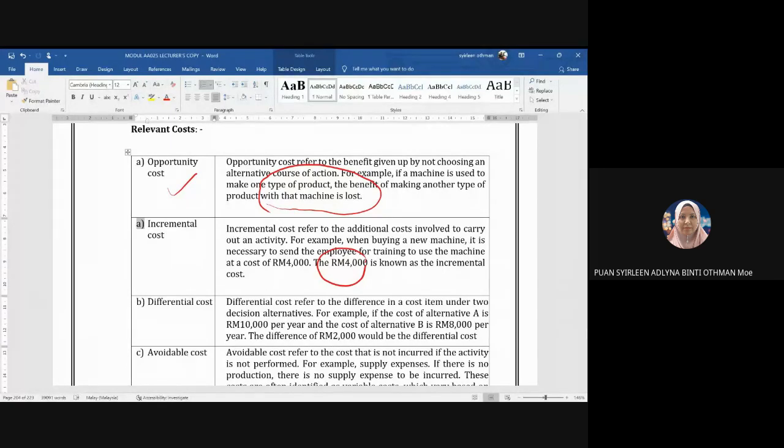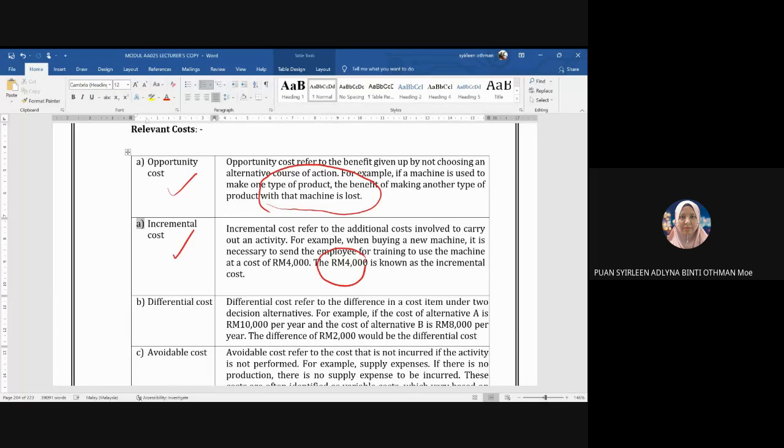Okay, tujuan asal kita beli mesin tadi tu mungkin salah satunya ialah untuk memudahkan production. So bila dia memudahkan production, you need to have a new machine. Tapi bila awak nak memudahkan production tu, you kena tambah kos tambahan sebanyak 4,000 because you need to train your employee in order to use the new machine. Okay, so the cost that is added into the payments for the machine is considered as incremental cost.